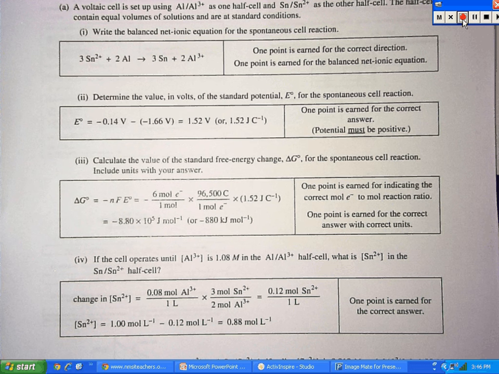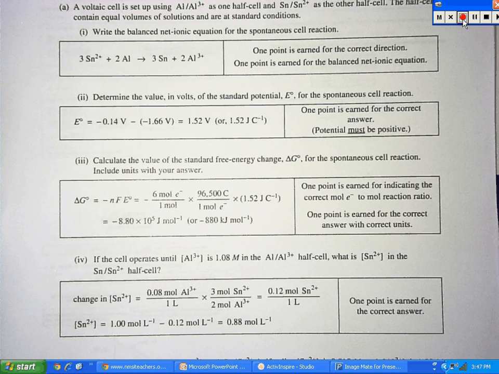So you can see question 1 right here. It says 3 Sn2+ plus 2 Al yields 3 Sn. So really, all they asked for was this. You can scratch work it and show them this. So 1 point earned for the correct direction, and 1 point is earned for the balanced net equation. So that's 2 points simply by doing this.